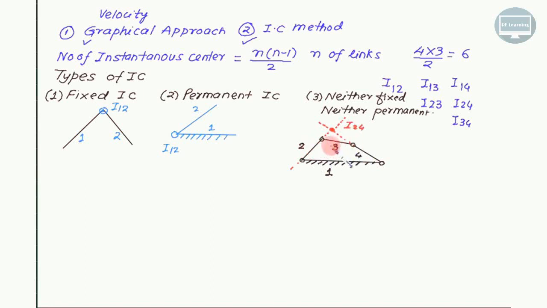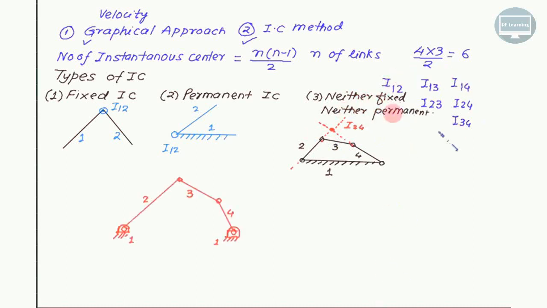So can we model this link 3 as oscillating about this point in pure rotational motion? Now as this crank changes position, this mechanism will change position. So is this point fixed or is it continuously moving? It's continuously moving because your 2, 3 will move as well as 3, 4 will move, and therefore this point is continuously moving. That is why it is called neither fixed nor permanent.